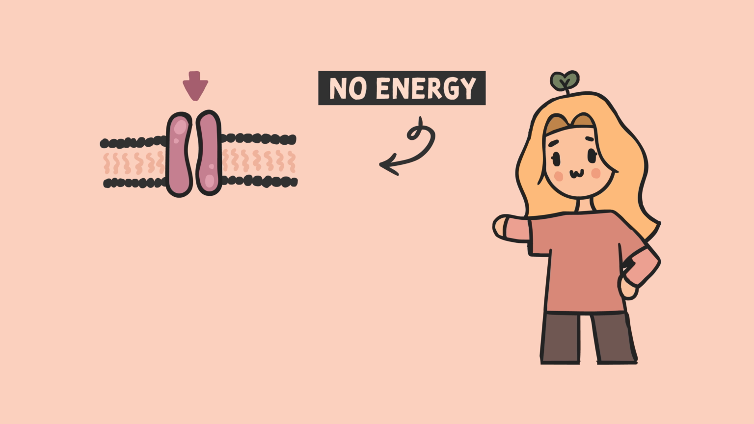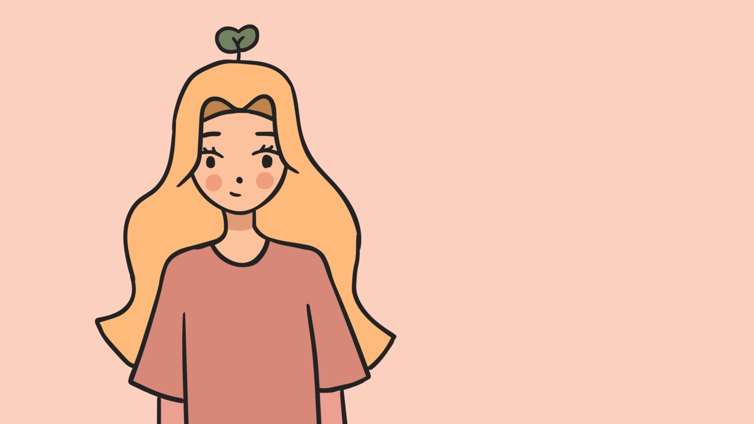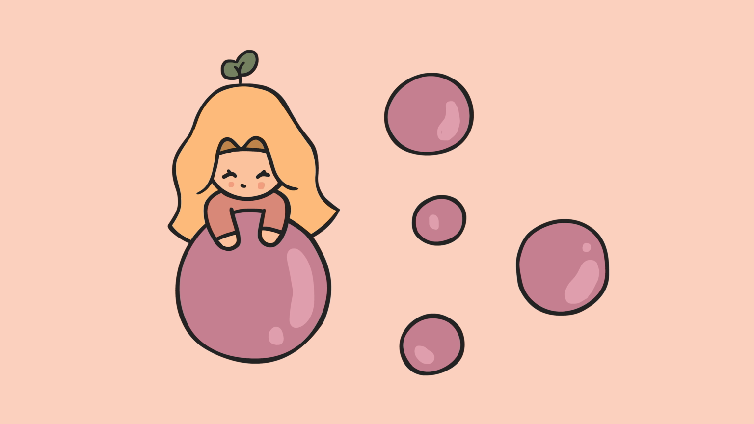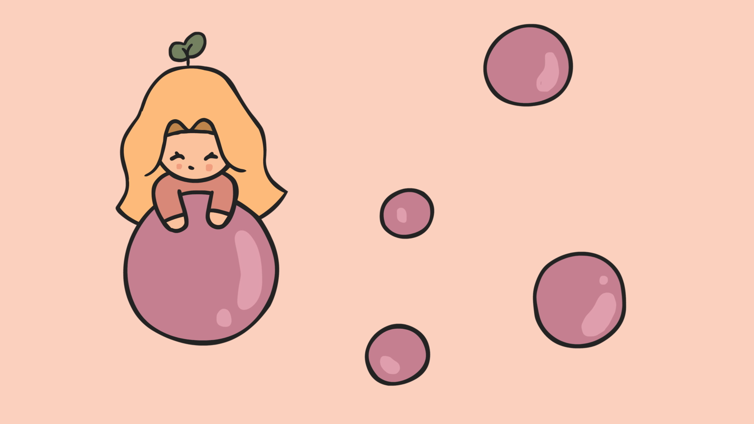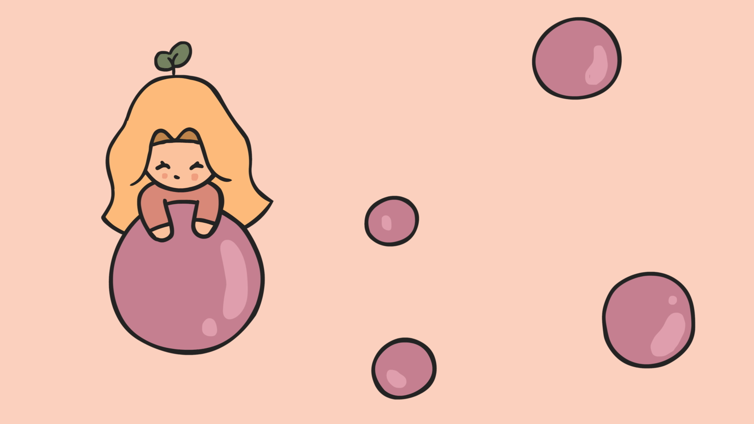When you hear about something going down its concentration gradient, that's referring to a substance going from high concentration to low concentration. And if you think about it, it makes sense. A concentrated area of solute, for example, in a bottle of solvent would eventually spread evenly out, with the solute diffusing down its concentration gradient.